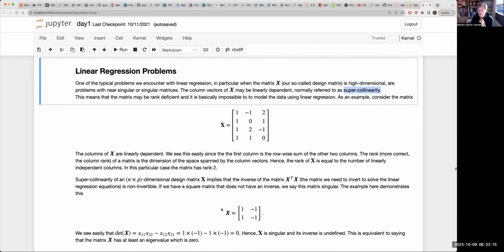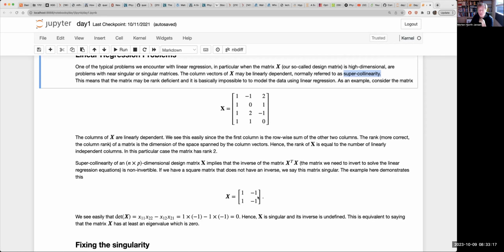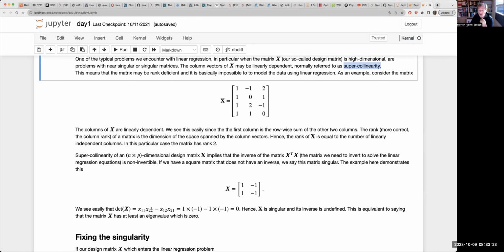Another matrix which you may encounter, which looks pretty innocuous, is actually this square matrix here, which has, when you calculate the determinant, you see immediately that it has a determinant 0. So that means that the matrix is singular and the inverse is undefined. This is equivalent to saying that the matrix has at least an eigenvalue which is 0.